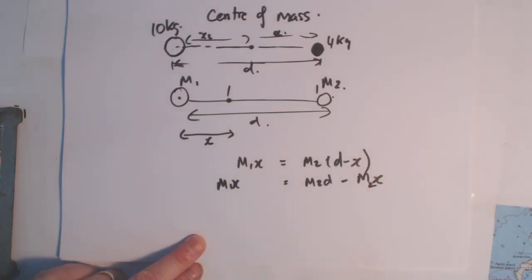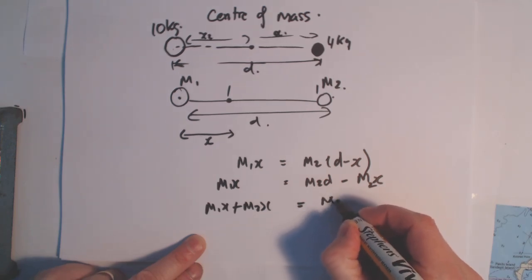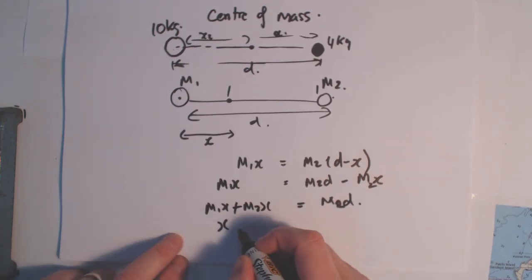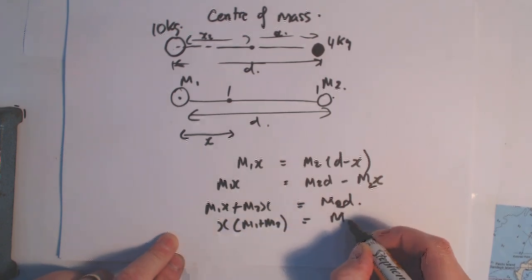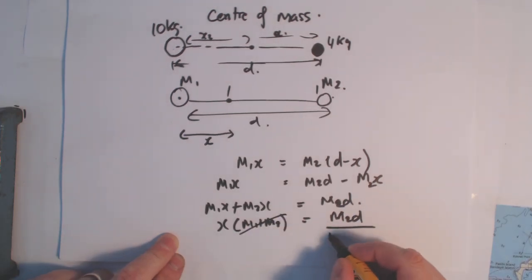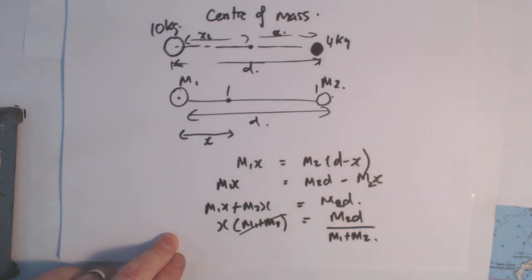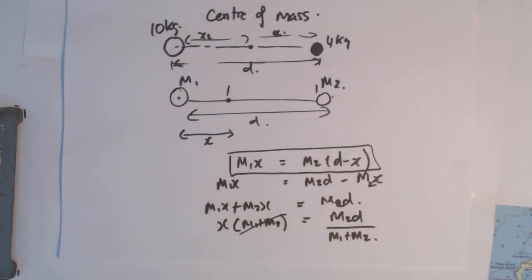We can bring this onto the other side and say m1x plus m2x equals m2d. Bringing the x out, x times (m1 plus m2) equals m2d. Bring it onto that side and we've got x equals m2d over m1 plus m2. So that's where we get that formula. This is the formula that you should try and remember, but you can invent it at the time. x is now our position for a center of mass.